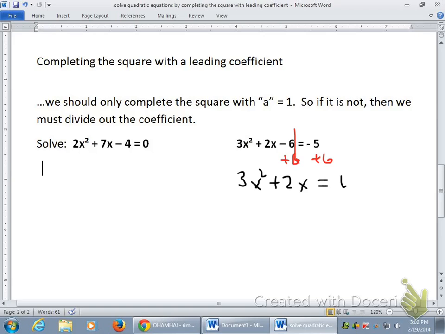And again, I do have to get rid of that leading coefficient, so we're going to divide everything by 3, and I have to do that before I try to complete the square. So that's going to give me x squared plus 2/3 x. I'm going to complete the square here in a minute, so I'm going to leave a little space there. Equals 1/3. And those aren't too bad. I can deal with thirds. Ready to complete the square.